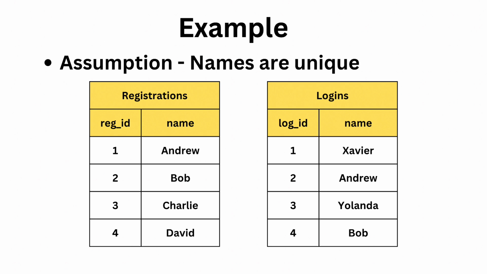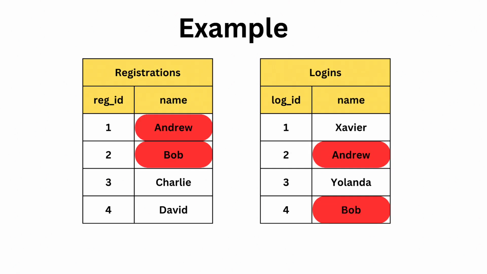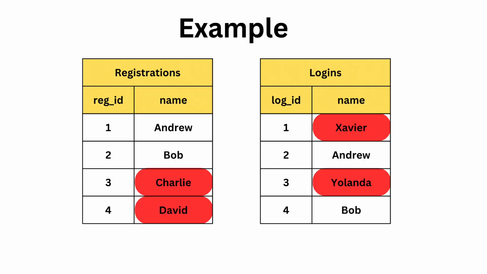So we know we would join these tables together on the name column. Again, in this little universe, we're going to assume that the name is a unique identifier. There's no such thing as two Andrews or two Bobs in the world. And recall, using that inner join that we learned about previously, we could match Andrew and Bob in both tables. However, keep in mind we have names that only appear in one table, and that is Charlie and David in registrations and Xavier and Yolanda in logins. So let's see how the different outer joins deal with this particular discrepancy.